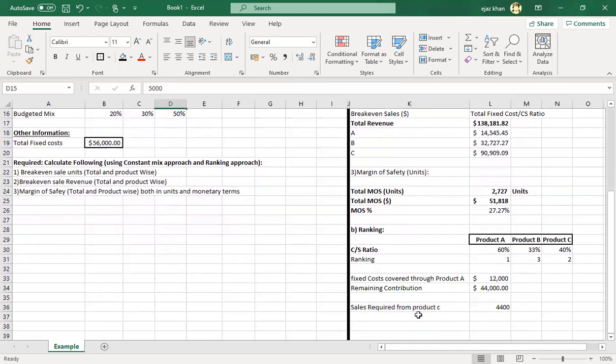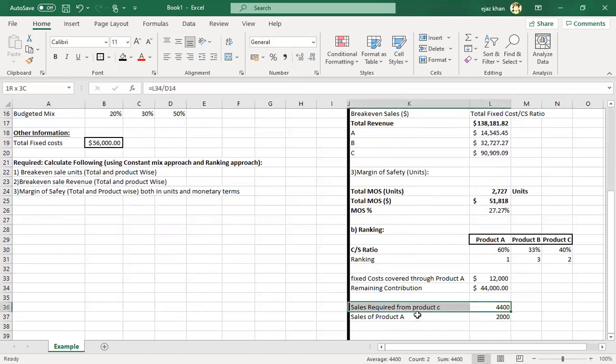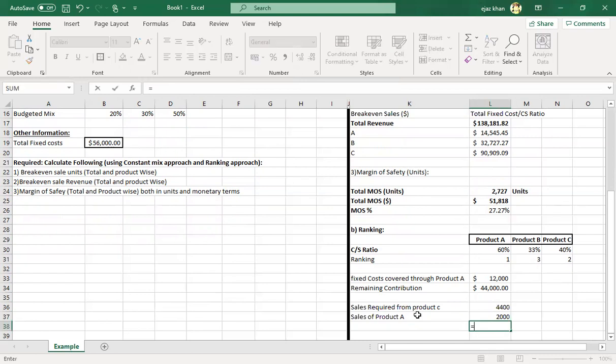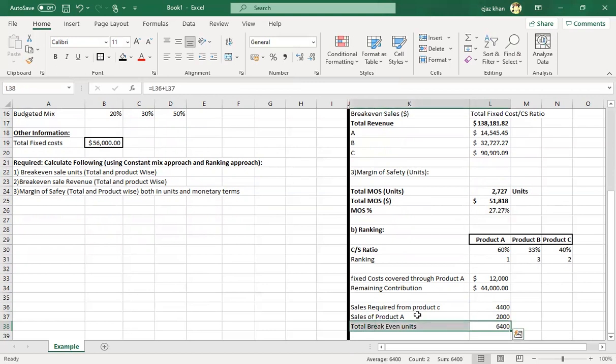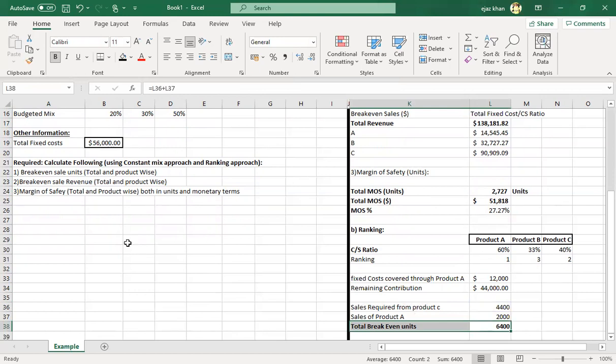So now we have calculated the break even. The break even will now be sales of product A, the 2,000 units, and sales of product C required to cover the remaining break even. So the sum of the two, 6,400, will be our total break even units, and these will consist of product A and C only. So to cover your fixed cost completely using the ranking approach, we need to sell 6,400 units in total to cover our fixed cost.